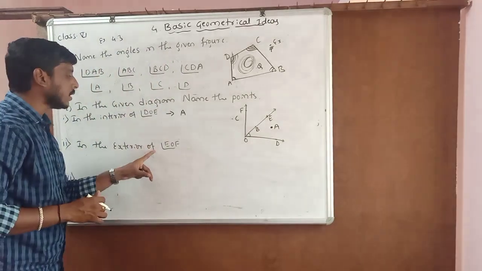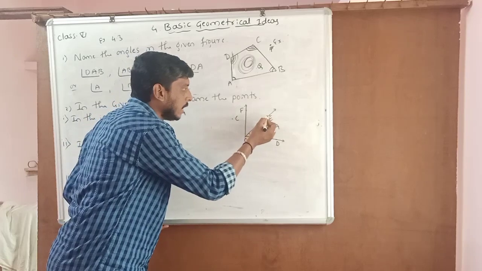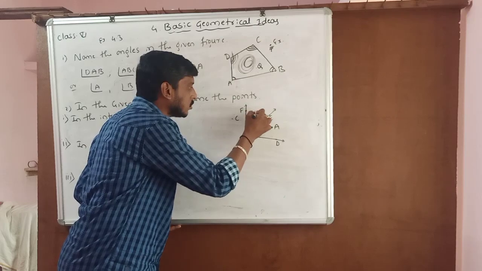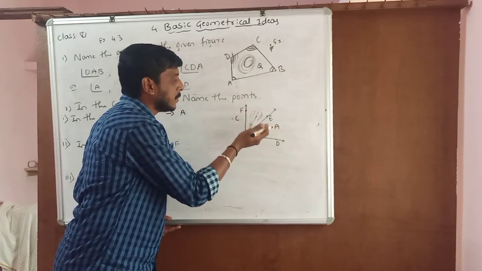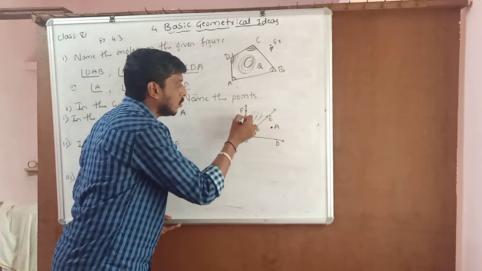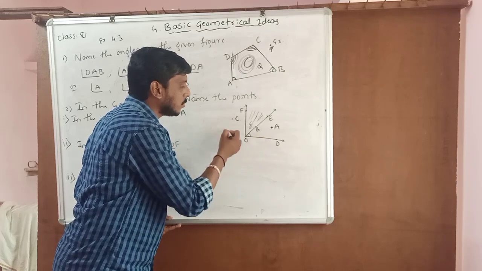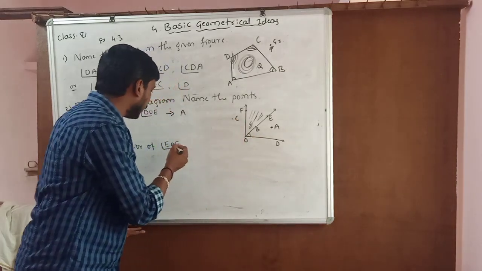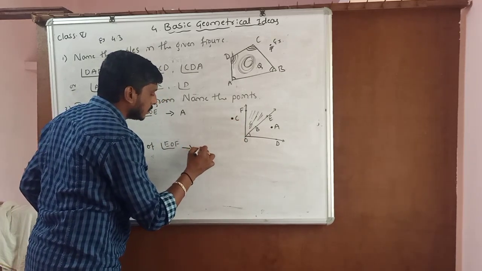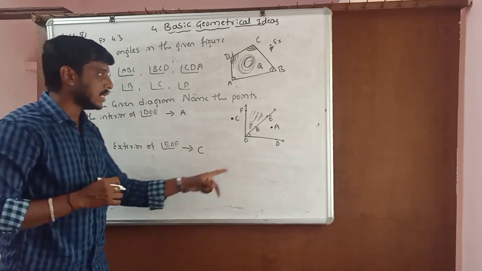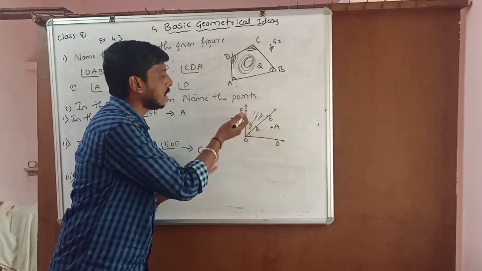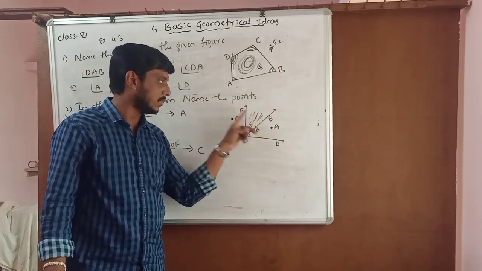In the exterior of EOF. So now consider EOF. They asked for exterior. This space is called interior. The rest of the space is called exterior. In the figure EOF, this portion is what? This remaining portion is what? Exterior. In that exterior, which point lies? In the exterior, point C lies. So the answer is C. Got the idea? If it is interior, this is interior. That's why for the first question it is A. It is the exterior of this angle. That's why it comes. Exterior means outside of the given angle.